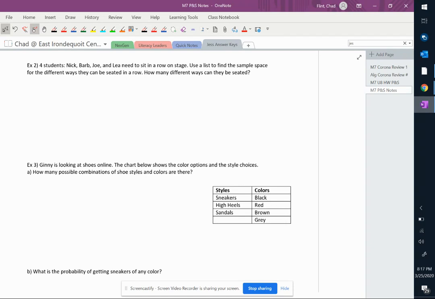4 students need to sit in a row on stage. Use a list to find a sample space for the different ways they can be seated, how many different ways they can be seated. So there's an easy way, well, there's a shortcut and a long way to do this. I'm going to go through both.